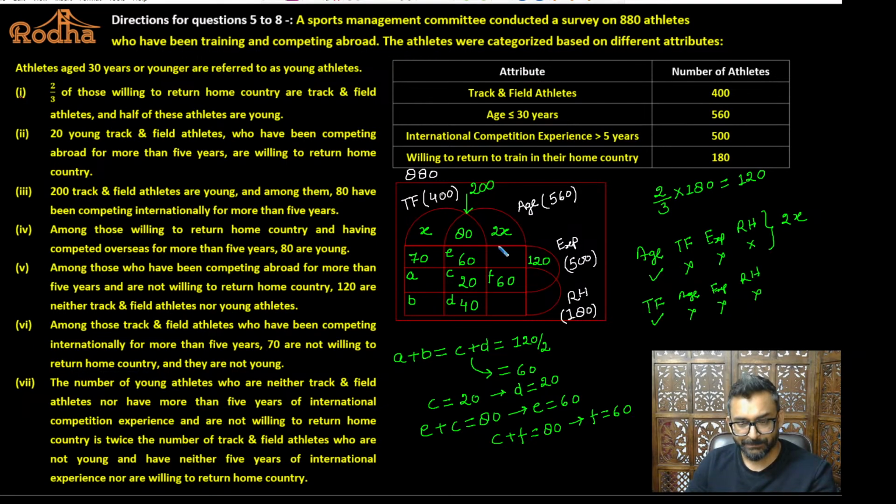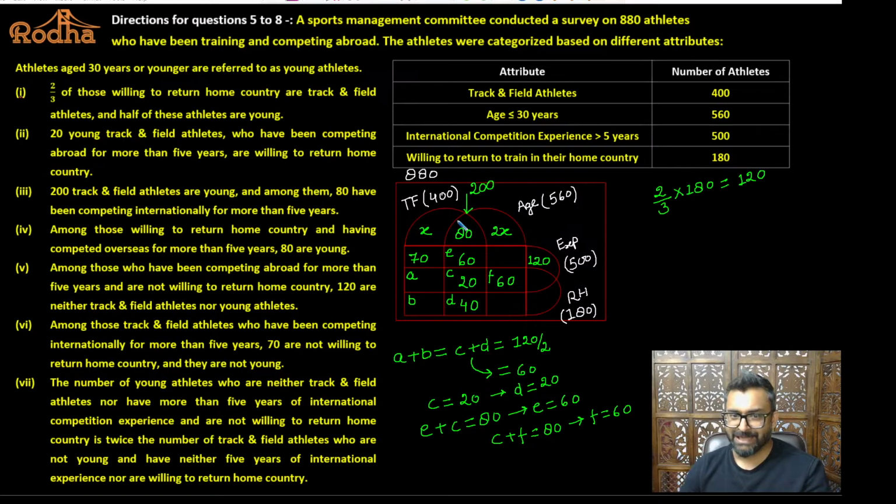Will that be okay? Tell me, is that okay? Yes or no? Fine. So that is the way we can approach a 4 variable Venn diagram when the number of variables are very high. You can write it like this to make it less confusing. Okay? Fine. So if this is x, this will be 2x.